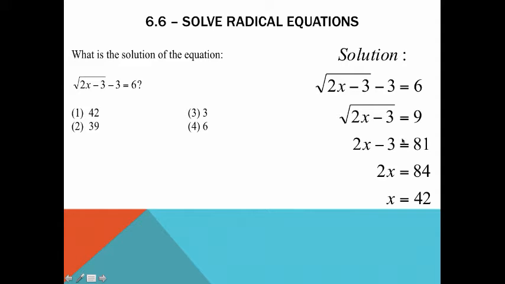At this point, to get the 2x by itself, I'm going to have to add 3 to both sides of my equation. 81 plus 3 turns to 84, and then again we divide by 2 to get x by itself. So x should equal 42. Therefore, the correct answer to this problem should have been choice number 1, 42.